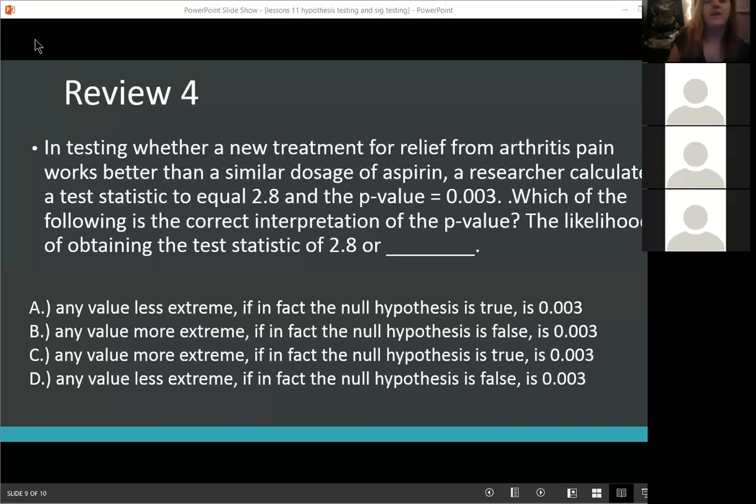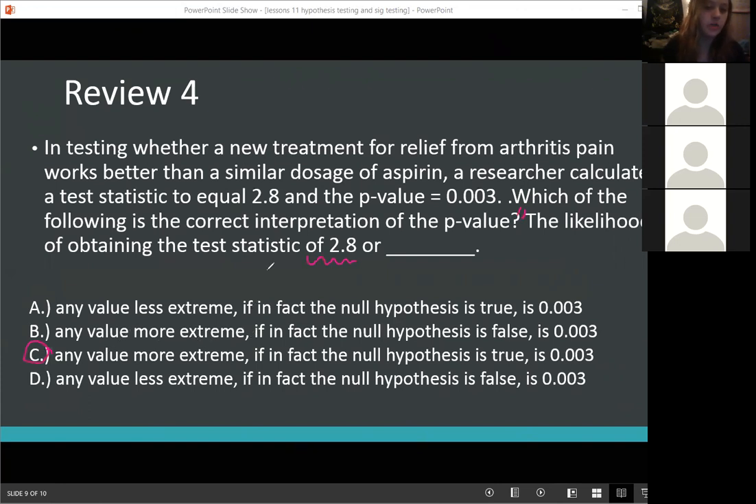Okay, awesome job. Yeah, so this is a tough one for sure. So our answer is C. Let's go over this one. Remember, by definition of our p-value, because this is asking for the interpretation, so this is kind of like our definition: the likelihood of obtaining the test statistic, in this case specifically 2.8, or, and then we always have, any value more extreme.